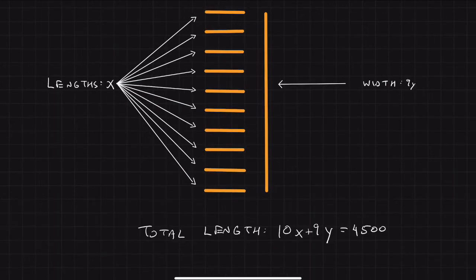So the total amount of fence that we're using here is all of the lengths added together, so that would be 10x plus the width, which was 9y, and that has to equal the total amount of fence that we have available, which is 4,500 feet. This is our constraint function. So let's think about what we know so far.